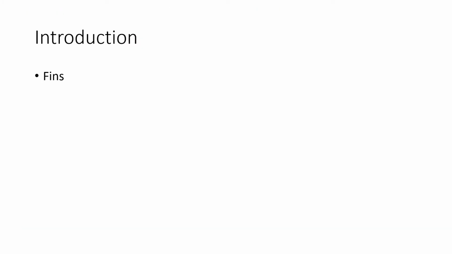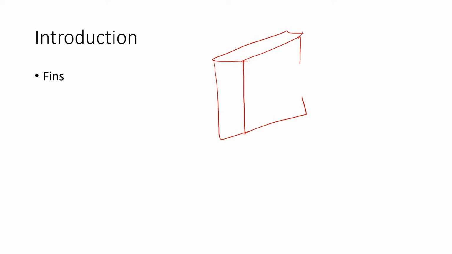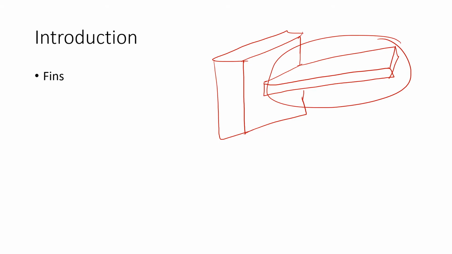First topic is fins. A fin is a surface extension. It is generally an extended surface of an object and it is used for increasing the heat transfer rate from an object. Suppose we have a rectangular object. This is our rectangular object. Now this is extended by a surface. This surface is called a fin. So this part is called fin. We generally use this for increasing the rate of heat transfer.